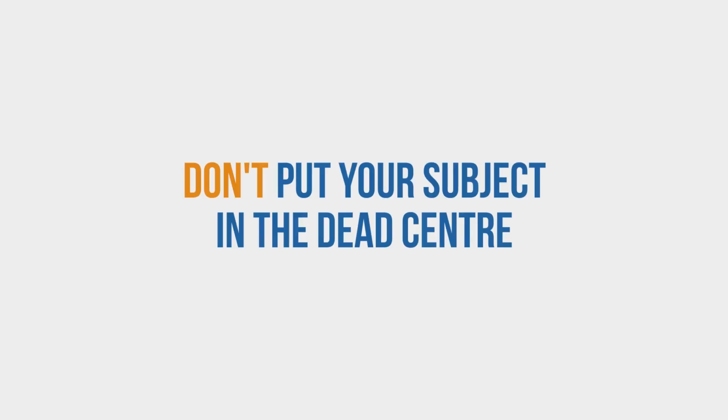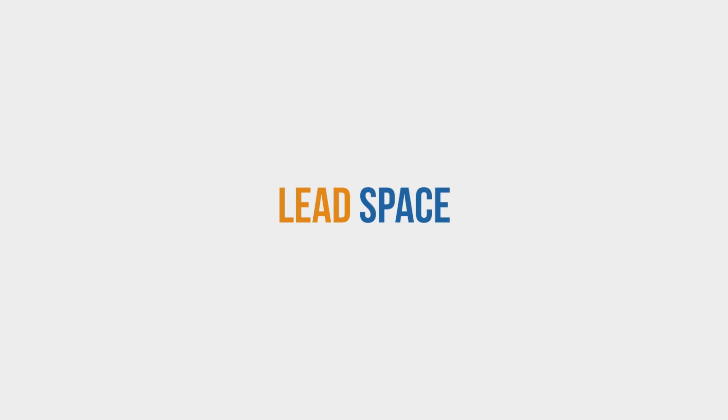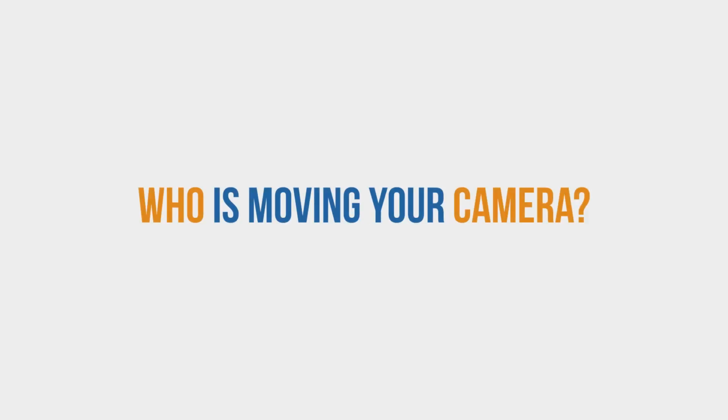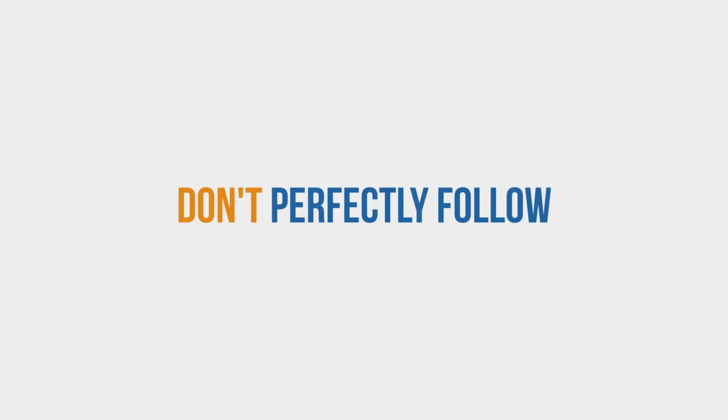Hopefully that's helped explain a few things. Now before I go, I just want to reiterate a couple of the points before we move on to the next video. So first of all, when it makes sense, don't put your subject in the dead center of the frame. Remember the leading space, especially if your character is moving. You want to give them some space to move into. And also think about the fact that a person has to move your camera. The camera shouldn't always perfectly follow the subject because the camera operator doesn't know how the subject's going to move. There's always going to be a little bit of lag for reaction time. However, some movements can be predicted.